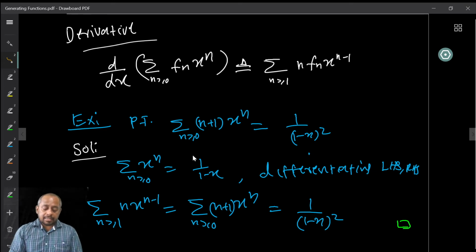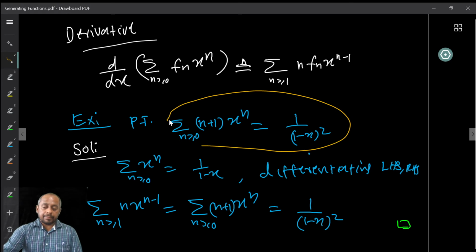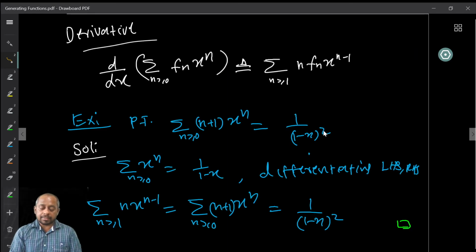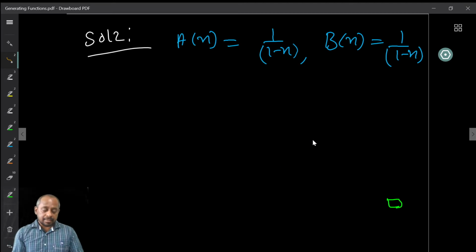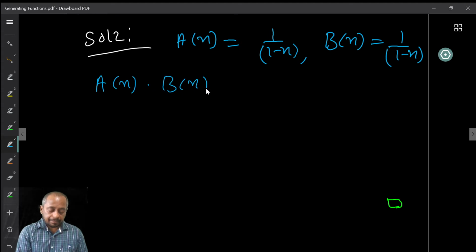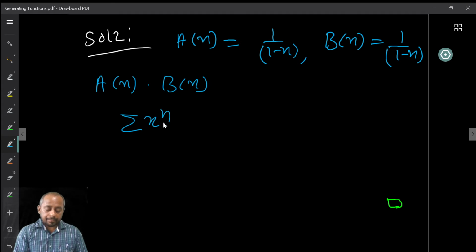So let us prove this in a different way. Here what I am going to do is that we can also see that 1 by (1 minus x) whole square is the product of 1 by 1 minus x and 1 by 1 minus x, right? So why don't we try that same thing? a of x is equal to 1 by 1 minus x, b of x is also 1 by 1 minus x, so you take the product, a of x into b of x. Now we know that 1 by 1 minus x is the summation of x raised to n. This is again the summation of x raised to n, right?